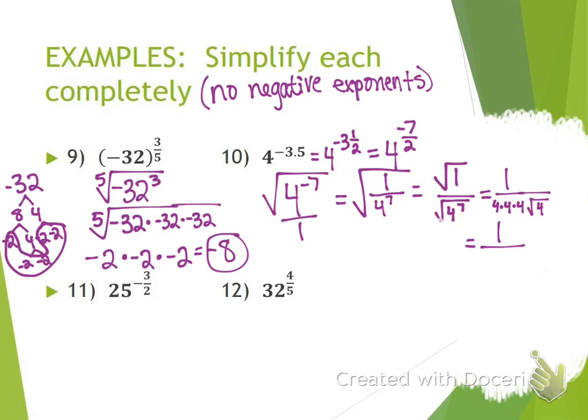So 2 things can happen now. We can take 4 times 4 times 4, and we would get 64. We can also take the square root of 4 and get a 2. So our final answer would be 1 over 128. We applied a lot of different rules there. Do we have questions about any of the steps?